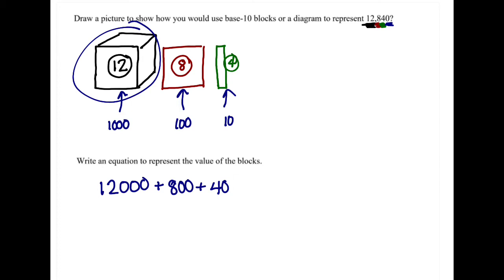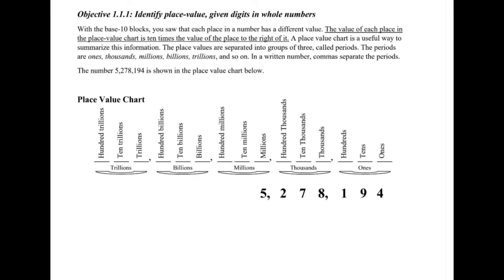Okay, whoops. Can't draw with a pointer. There we go. So this is equal to, because remember we want an equation, 12,840. We'll talk about the comma here in a little bit, where it goes and why. And speaking of which, here is the page that has the commas in it.